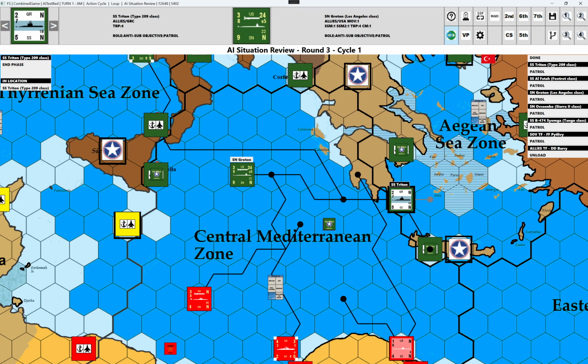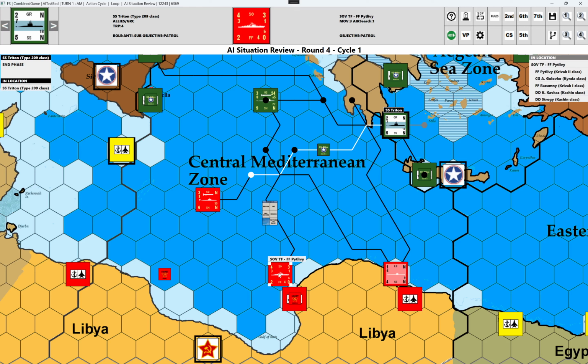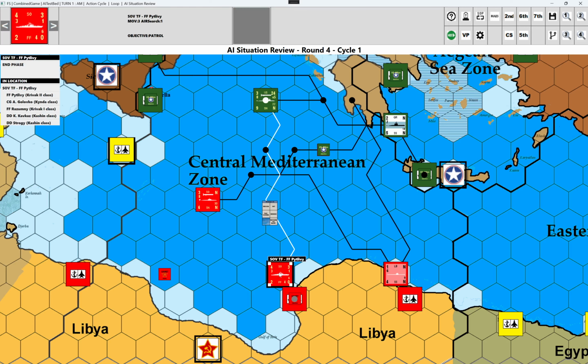We'll probably have to click through a bunch of things, right? In the central Mediterranean, there's storms. So anything moving in storms, especially surface ones, aren't going to be able to move that fast. In fact, if we look at this guy, we notice, right? This guy, because it's a storm, he can't move that far. Okay, so basically, I think he's about done.